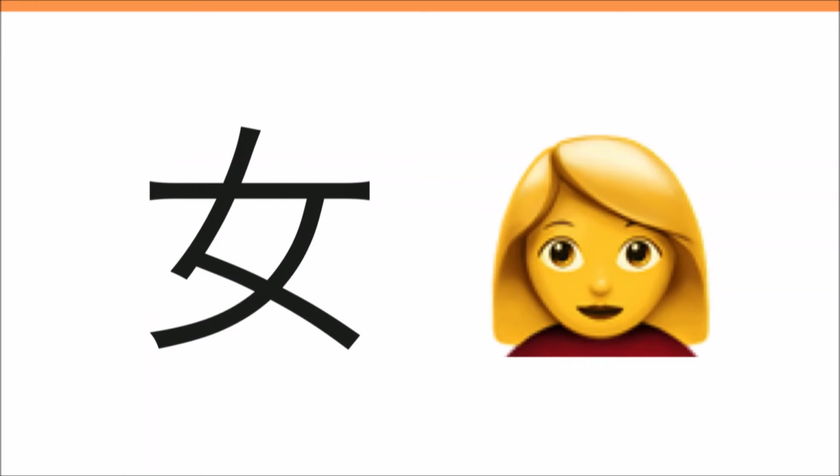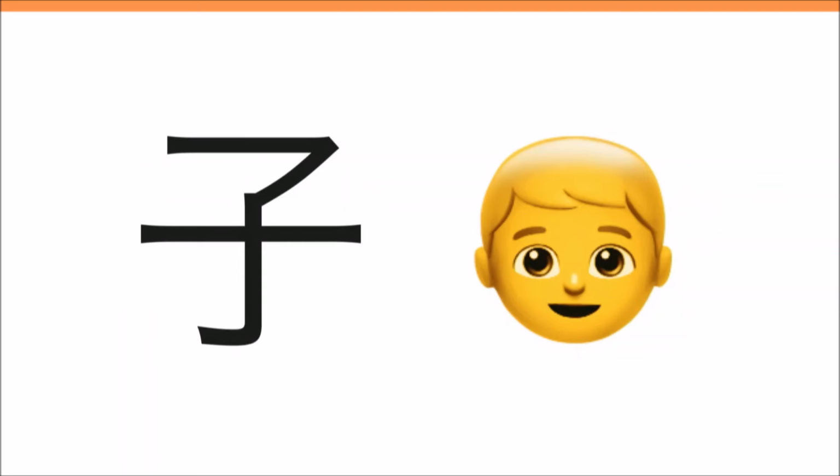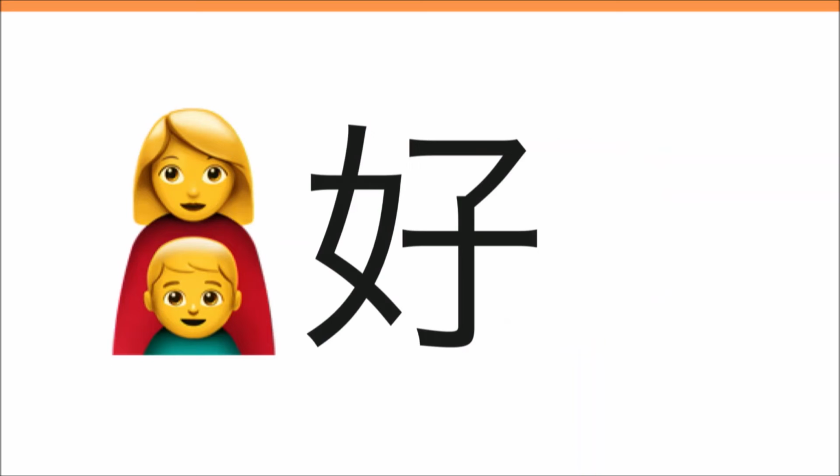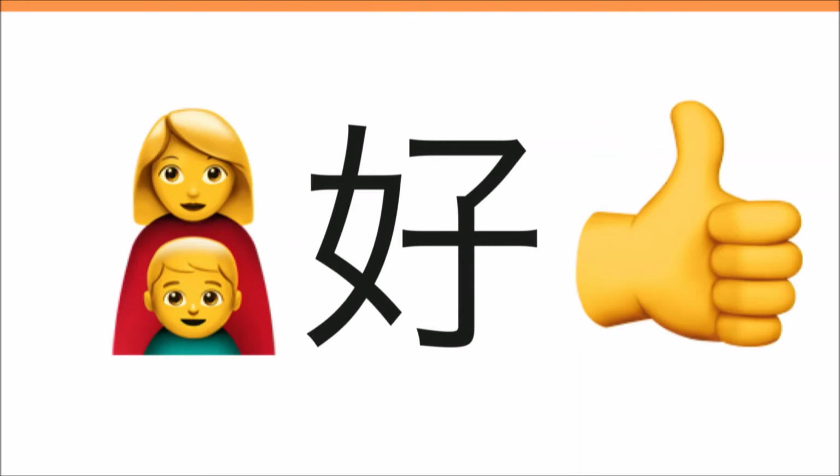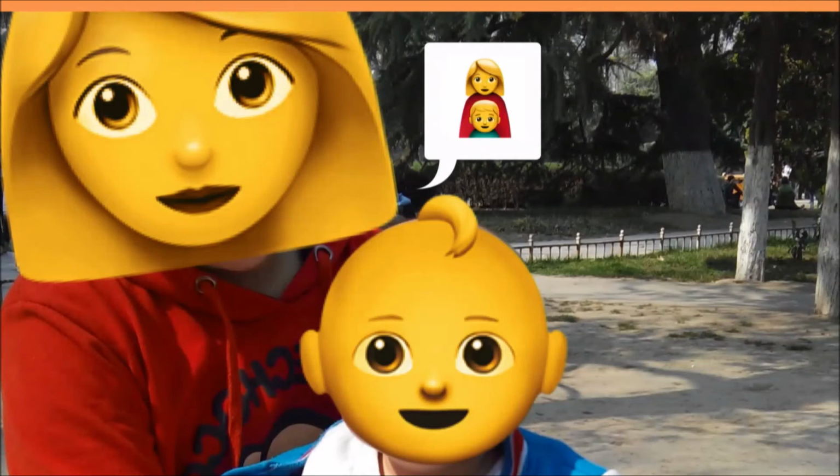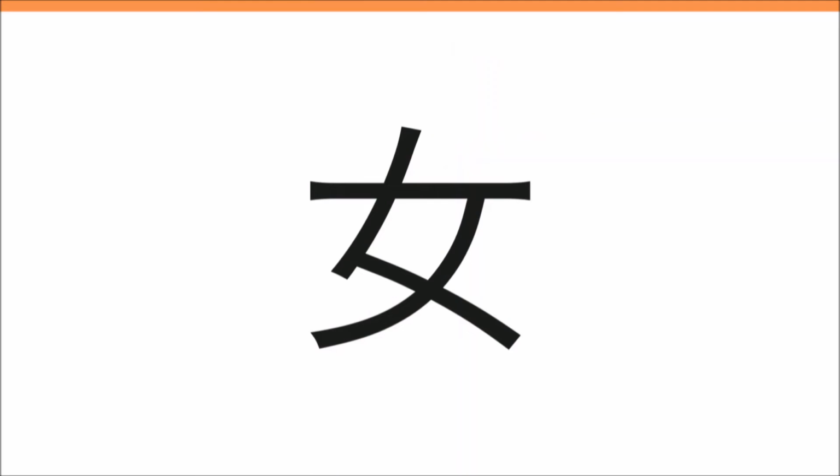Then my personal favorite growing up in Chinese school was you take a woman and you put her with a boy or a kid or child, and you're like, okay, that finally means family. No, it actually means good. So the standard for good in Chinese character encoding is a woman who has a baby, preferably a male baby. And of course, the woman radical gets really interesting.